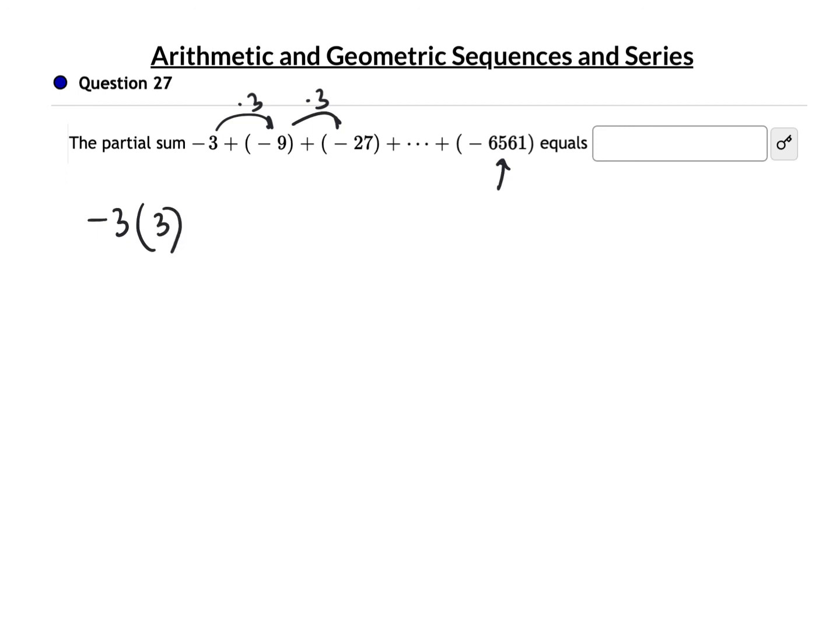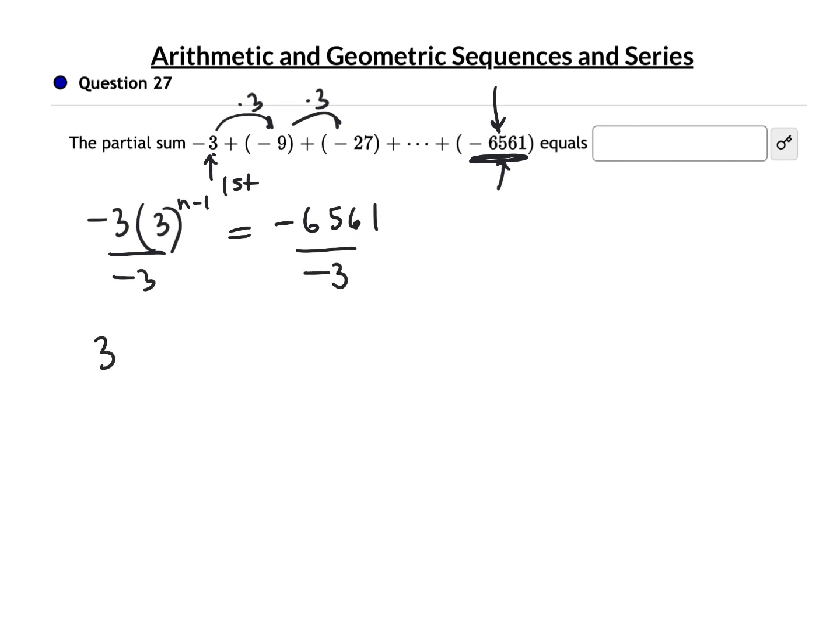There are n terms in this sequence, but this is the first one. And from the first spot to the very last spot, I only have to move n minus 1 places, which means n minus 1 is my power. I have to multiply by 3 n minus 1 times to get this last term. That's negative 6,561.